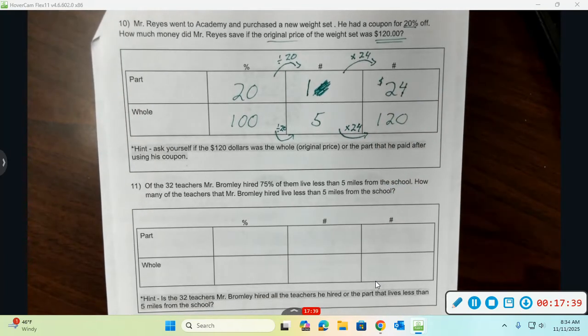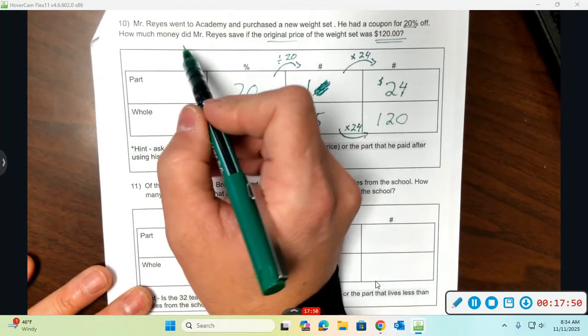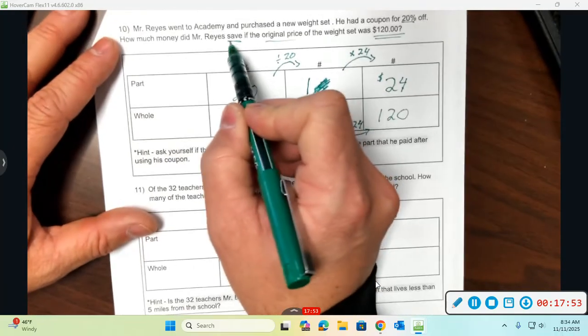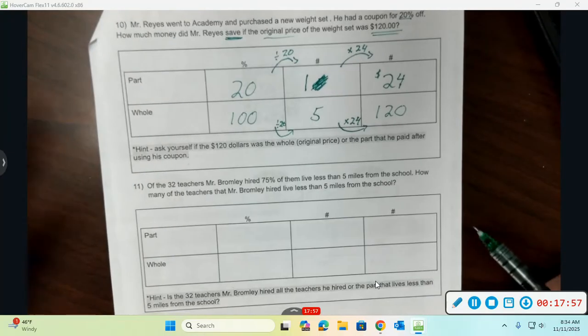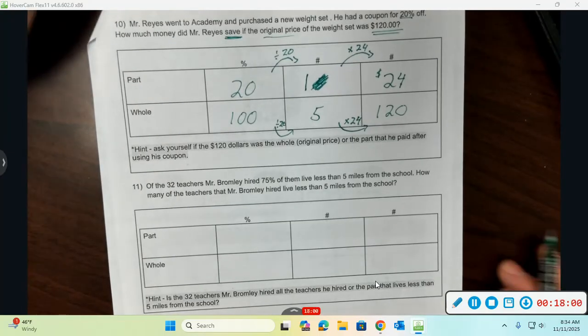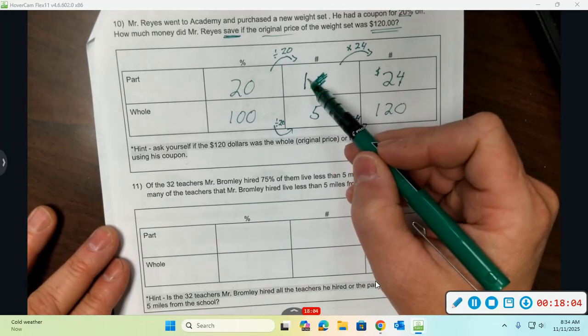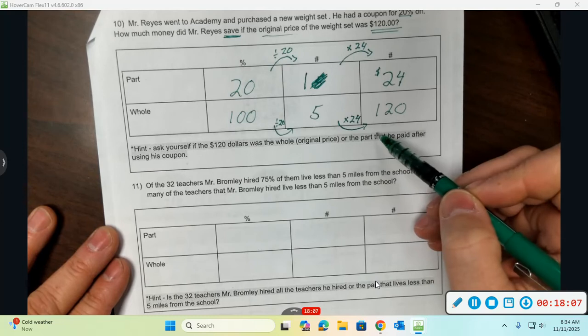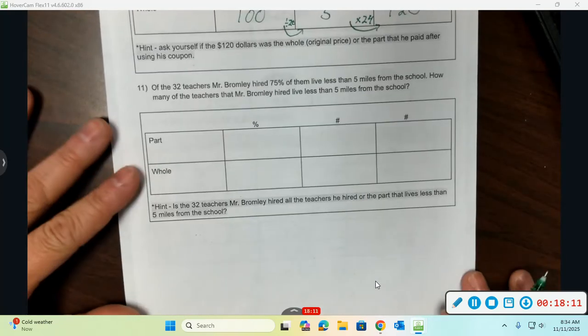$24. So how much is he going to actually pay then? $96 because he would subtract 120 minus 24. But the question asked how much did he save? So he saved $24 with the coupon. Okay? All right. Now, we could have used 10 here, and we would have gotten 2 and 10, and that would have been easier. We could have multiplied by 12. We still would have got 24. Okay?